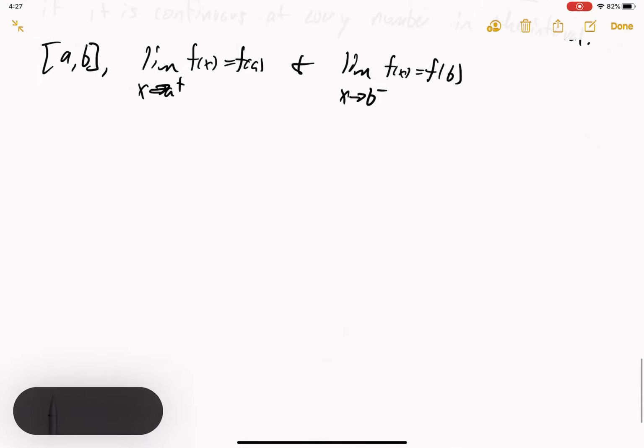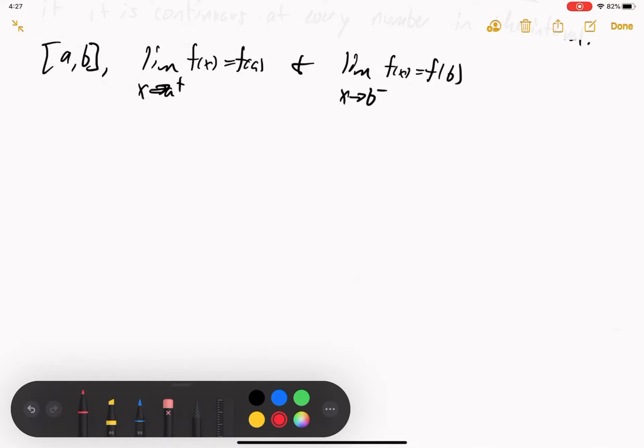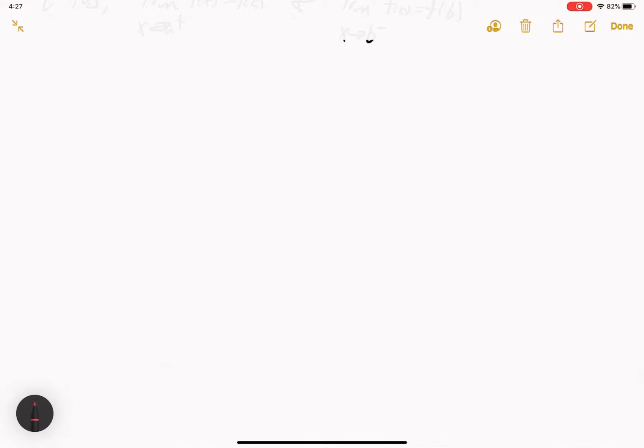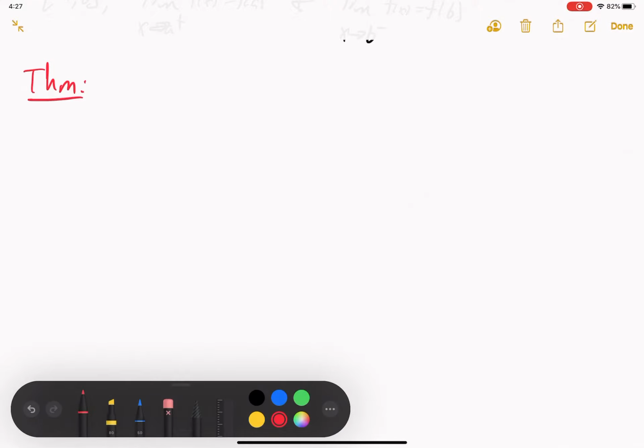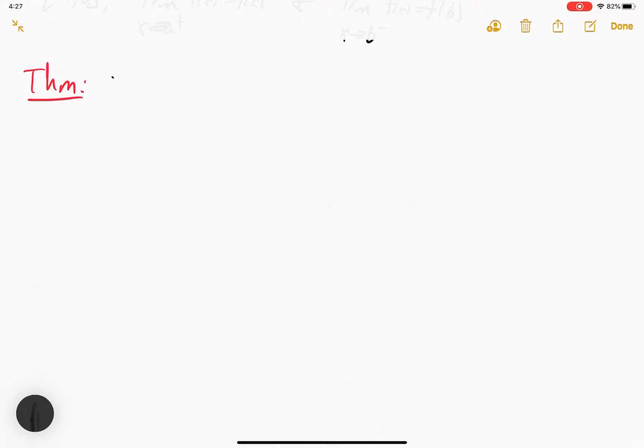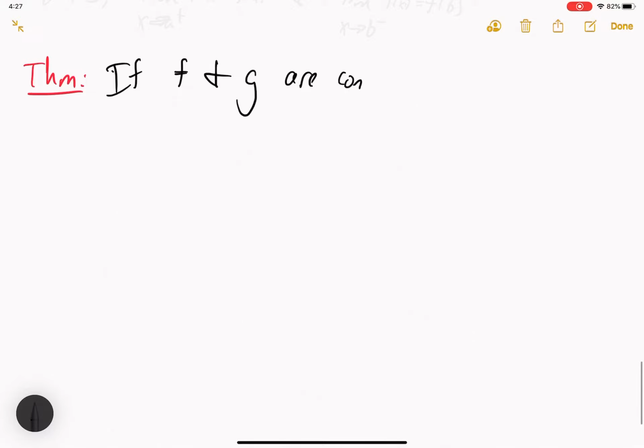So now we're going to be doing a theorem. Theorems are very nice, and I'm going to mark them in red. Theorem is the shorthand notation. We say if f and g are continuous functions at a, and c is a constant, again basically more limit laws, then the following functions are also continuous.